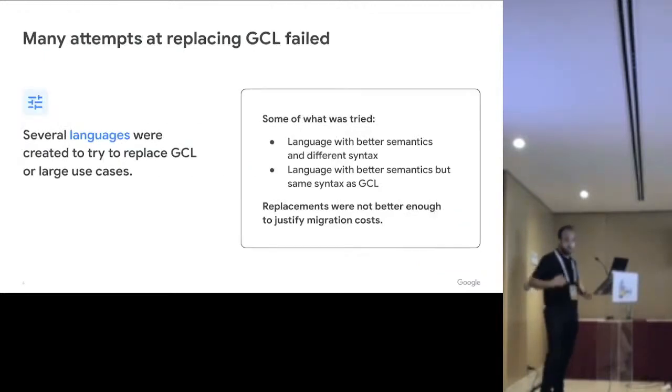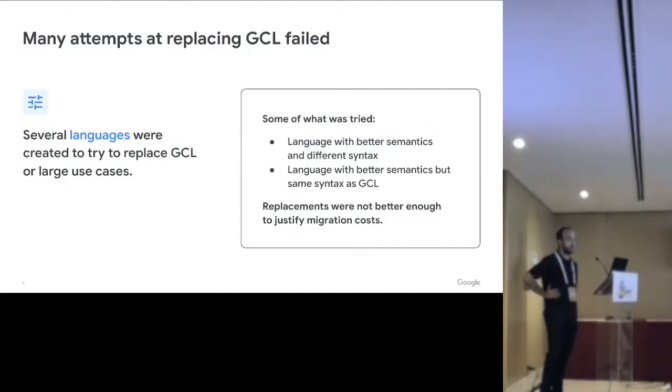So there were a bunch of things that people wanted to change to improve in GCL. Many attempts were made. Some were new configuration languages. Others were systems that targeted particular use cases of GCL. They all basically failed. And two I wanted to highlight here are languages.